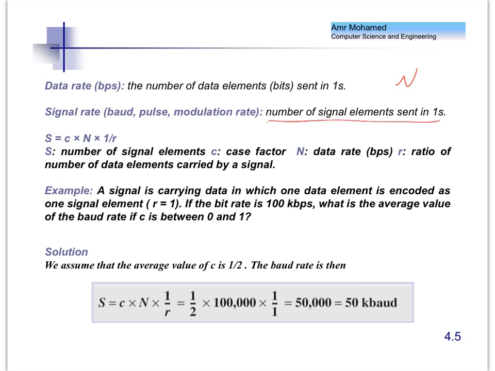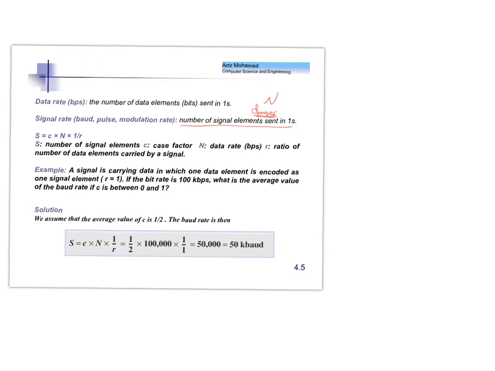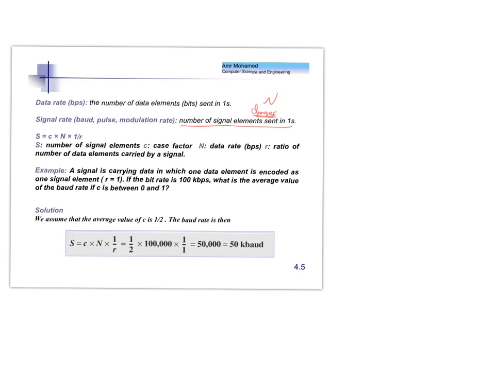That definition here is a little bit inaccurate. I'll tell you why. This is the number of signal element changes sent in 1 second. I would put the word changes here. Why? Because the signal rate is actually the frequency, or the number of changes that you have in 1 second. As a simple example, if I'm sending 0, 0, 0, using a simple non-return to 0, the signal becomes fixed.